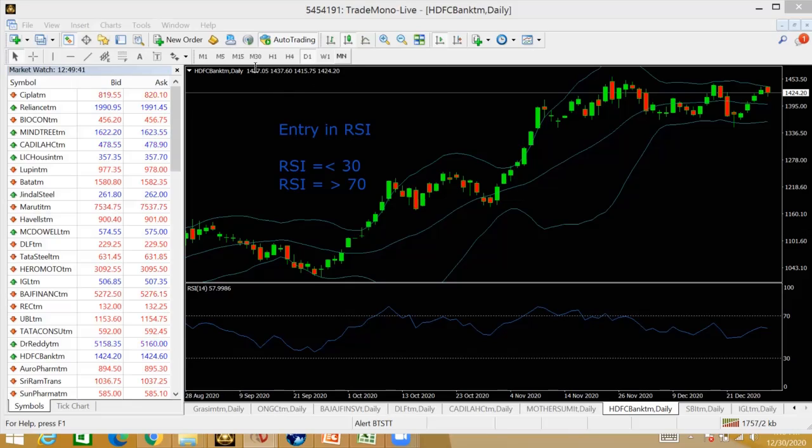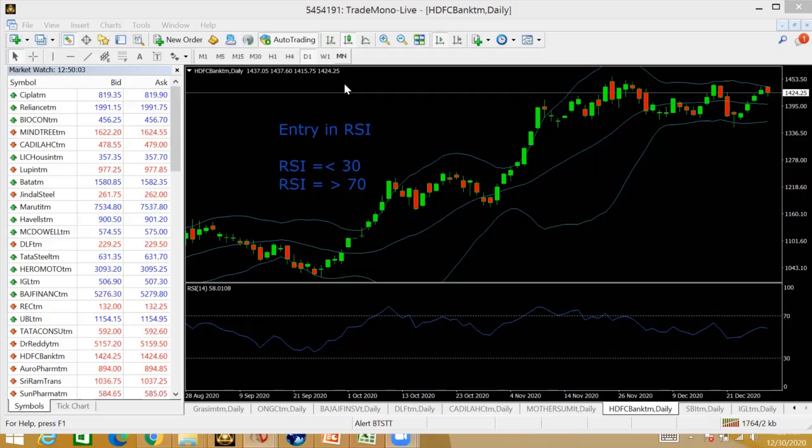So using RSI, you can create an entry. But you need to believe in the RSI, the strength and the RSI calculations. RSI is applied over a price. We have a formula where we can calculate RSI and check it.